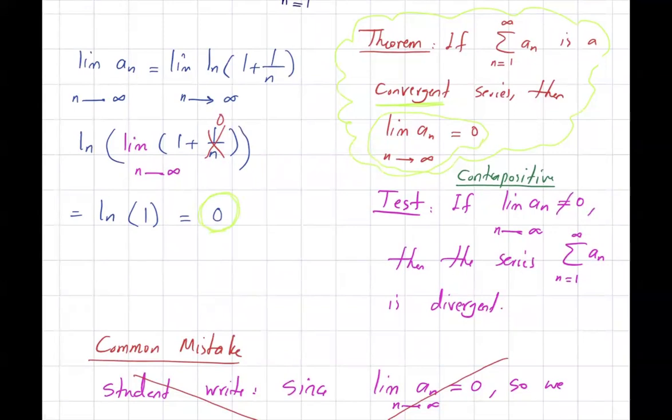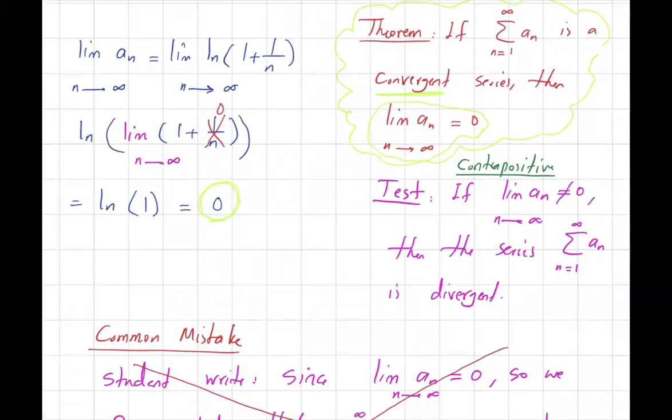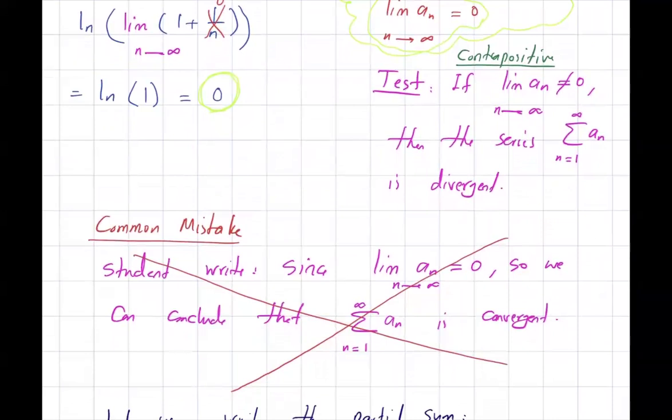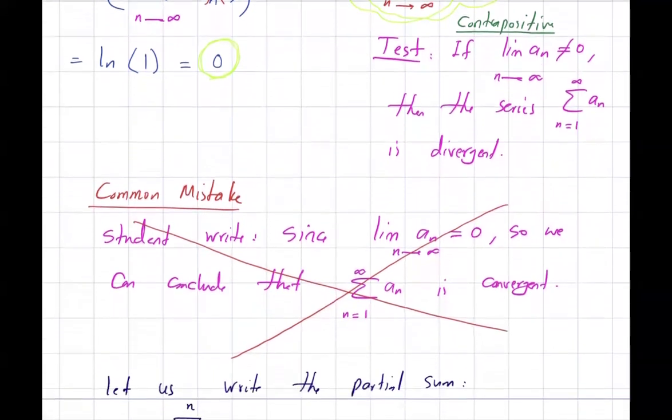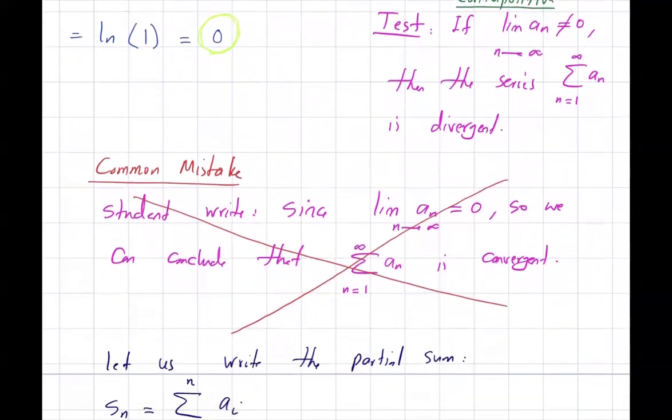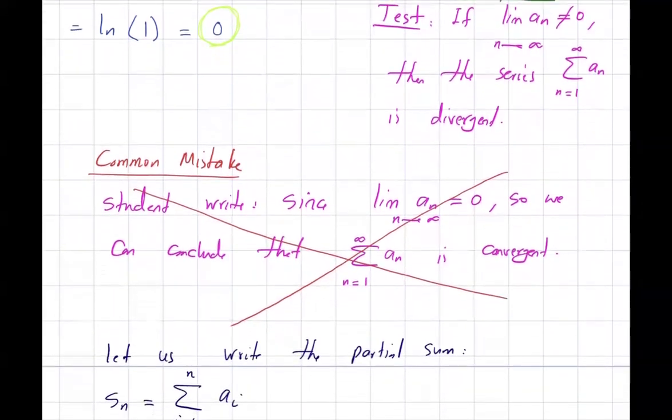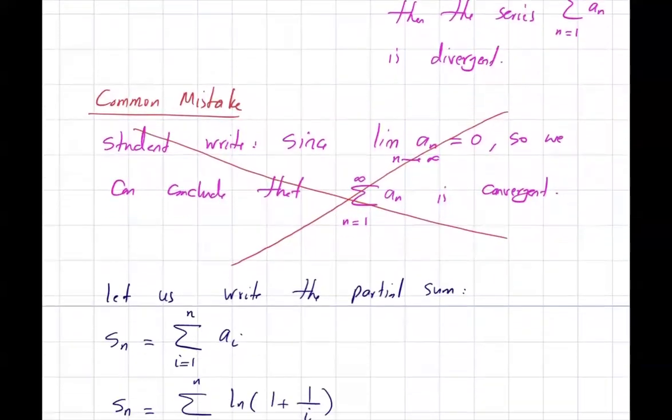What's the meaning of that? We reach a common mistake on the exam, where students say, hey, since the limit of the general term is equal to 0, the series is convergent, which is absolutely wrong. Be careful here. So what are we going to do now? Since the limit of the general term is equal to 0, we need to check the series itself.